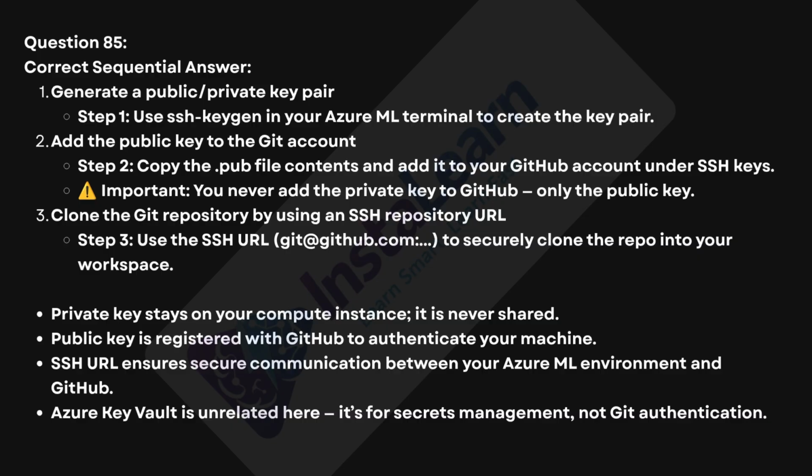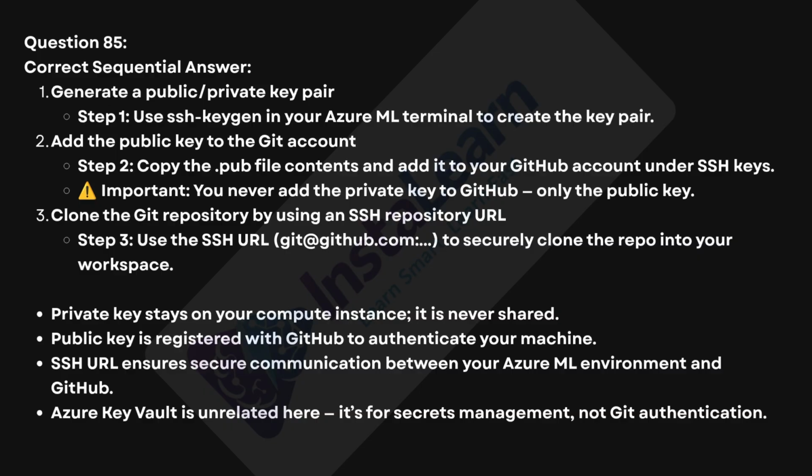Correct sequential answer. Generate a public-private key pair. Step 1. Use ssh-keygen in your Azure ML terminal to create the key pair. Add the public key to the Git account. Step 2. Copy the .pub file contents and add it to your GitHub account under SSH keys. Important: you never add the private key to GitHub, only the public key.